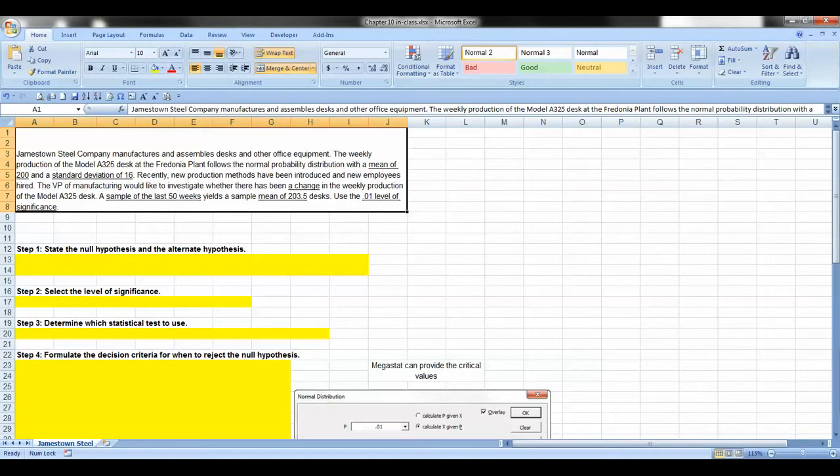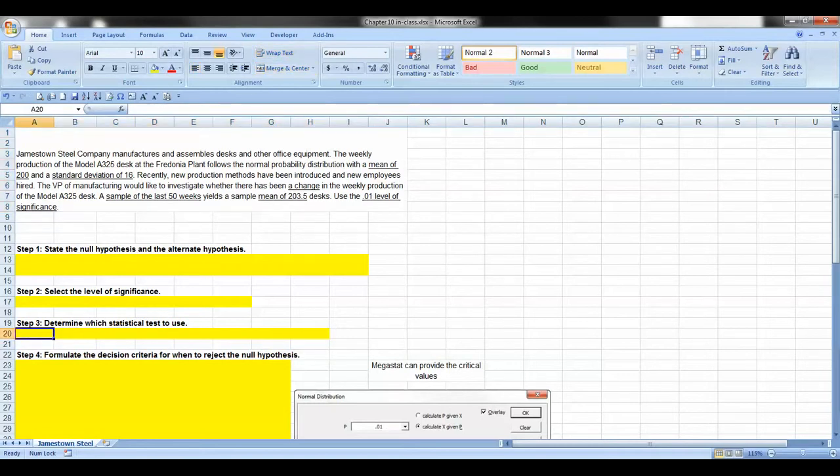So let's look at what we have underlined here. We have the population mean of 200 and the population standard deviation of 16. Because we know the mean and the standard deviation, we can go down here right to step 3 and determine which statistical test to use. So we know that that is a z-test because both the population mean and standard deviation are known.